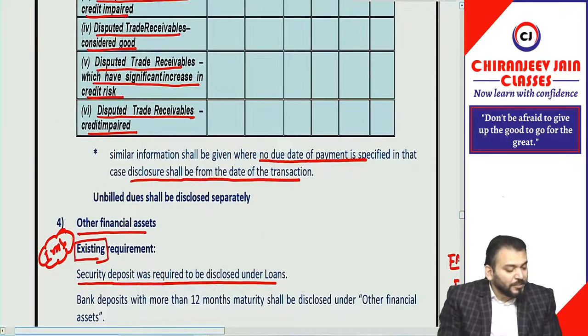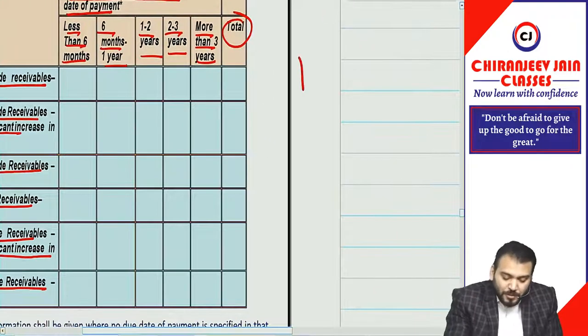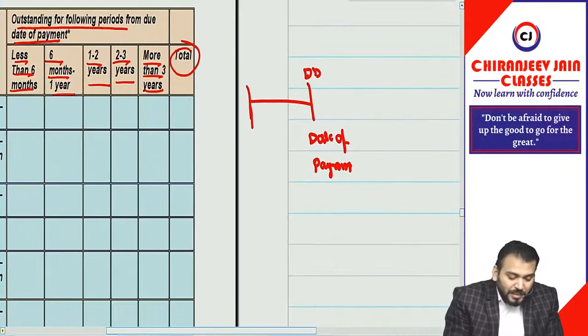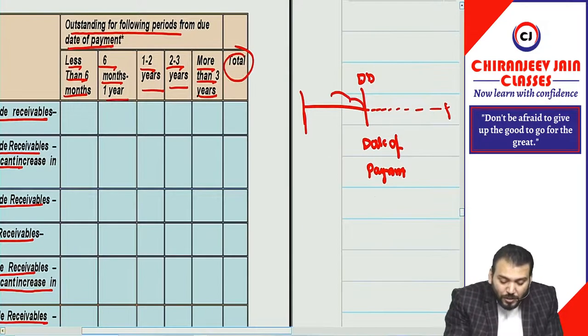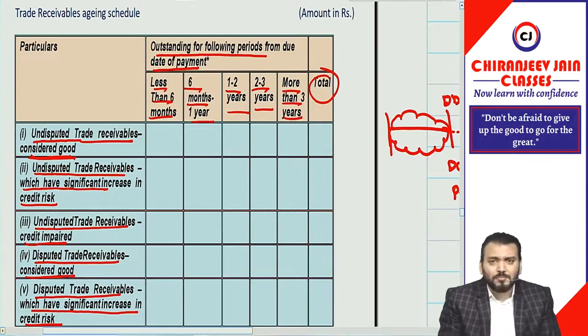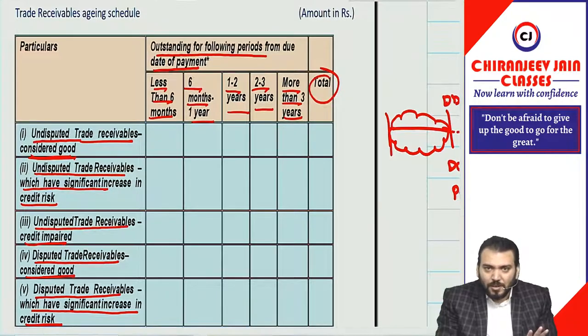Sir, where to show debtors within due date? Achha, they are saying within due date, meaning till now the due date has not come. Suppose this is the due date, so this is the date of payment. Correct? So we are calculating this outstanding from this date. Now if this due date has not come, then of course you can make one more column, which is not given in this aging schedule, that you can give if you want to give. Are you able to understand?